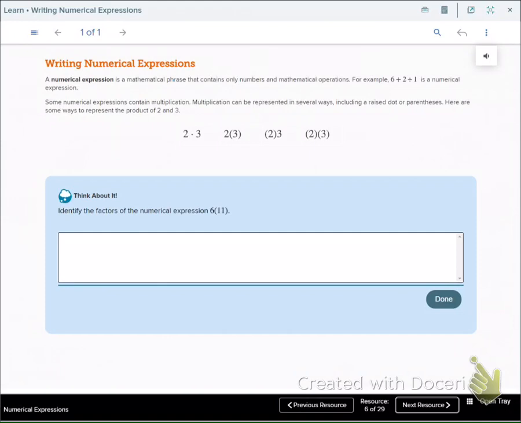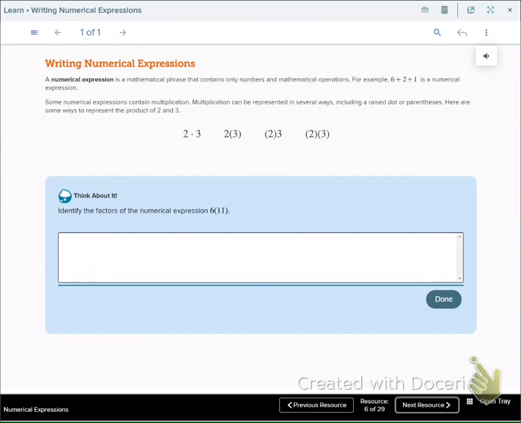Look at the different ways that we can write 2 times 3. We can put the dot in the middle. We can use parentheses around the second one. We can use parentheses around the first. We can use parentheses around both of them. Previously, you've used an X in between.